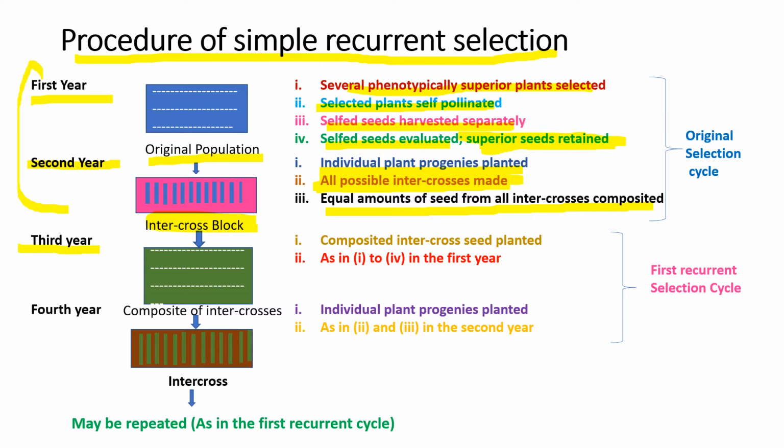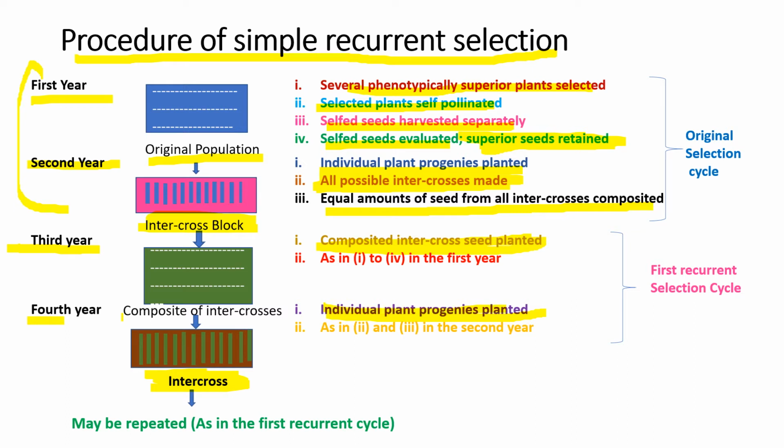In third year, the composited intercross seed are planted. And then we repeat the process from 1 to 4 of the first year, that is phenotypically superior plants are selected, selected plants are self-pollinated, self-seed harvested separately and self-seed evaluated, superior seed are retained. Now again superior seed are retained, and in fourth year we do intercrosses. Individual plant progeny are planted.